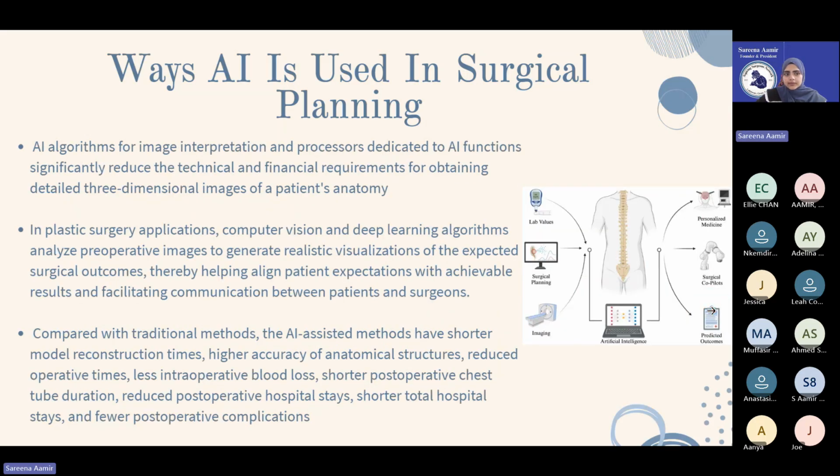Other ways is that AI algorithms for image interpretation and processors dedicated to AI functions significantly reduce technical and financial requirements for obtaining detailed 3D images of a patient's anatomy, because MRI scans are really expensive. Obviously, we are in a free healthcare system, but worldwide it is very expensive. So AI algorithms for interpreting neuroimaging scans can help reduce the technical and financial requirements.